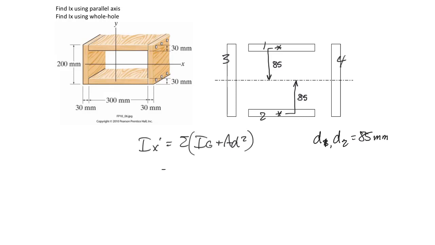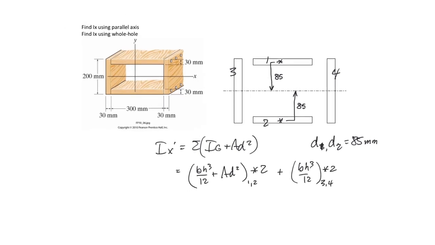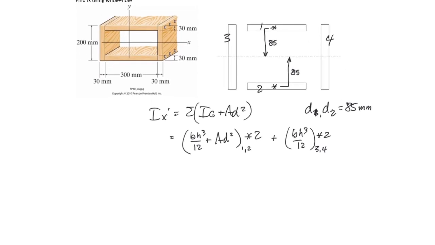All right, let's go ahead and put these in here. For parts 1 and 2, I have to use the parallel axis theorem. So I'm going to say that those are BH cubed over 12 plus AD squared. Now, again, those are exactly the same. They have the same area and the same distance. So for parts 1 and 2, I can just multiply it by 2 instead of doing the same thing twice. All right, how about the other one? It is going to be BH cubed over 12, and parts 3 and 4 are also exactly the same. So I can just multiply it by 2. So let's just move this up a little bit.